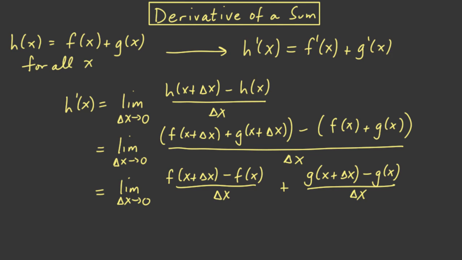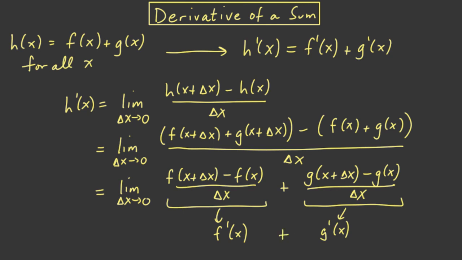So we have the limit of this sum, and now if we look at the two parts, as we're taking the limit as delta x goes to 0, this first part is just f prime of x. That's the definition. And the second part, similarly, is g prime of x. So this limit of the sum ends up just being f prime of x plus g prime of x. And it works. Hooray!